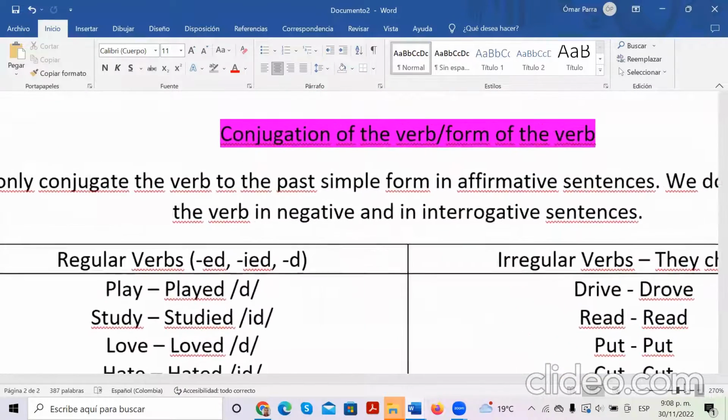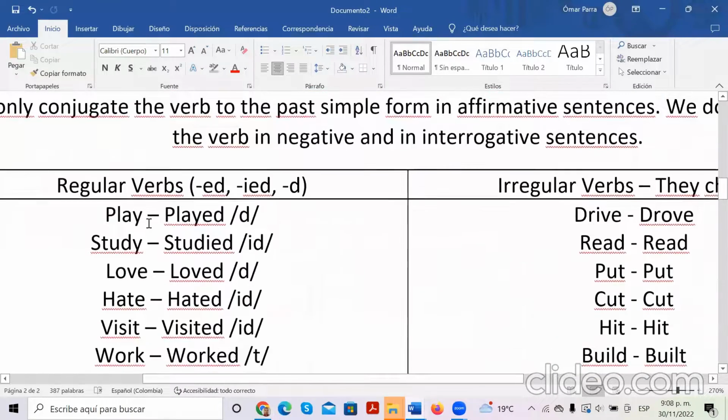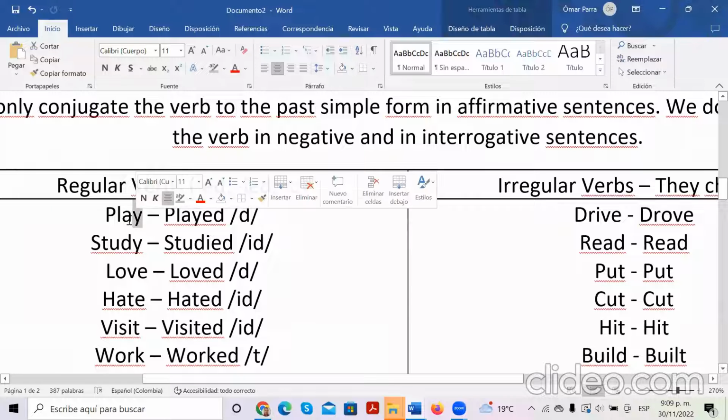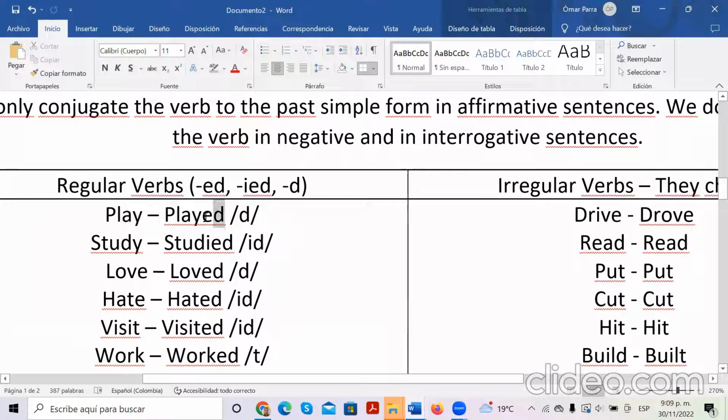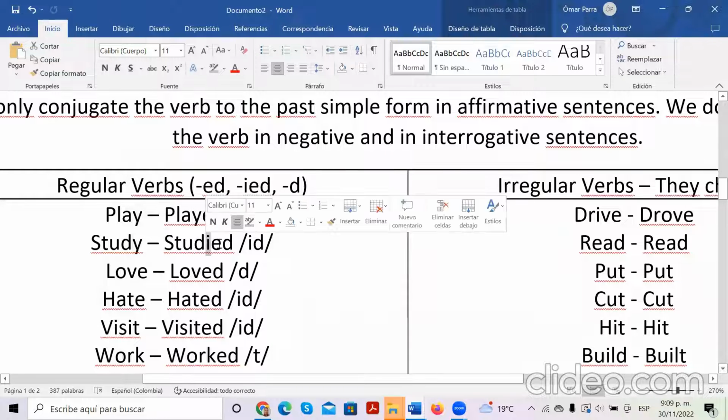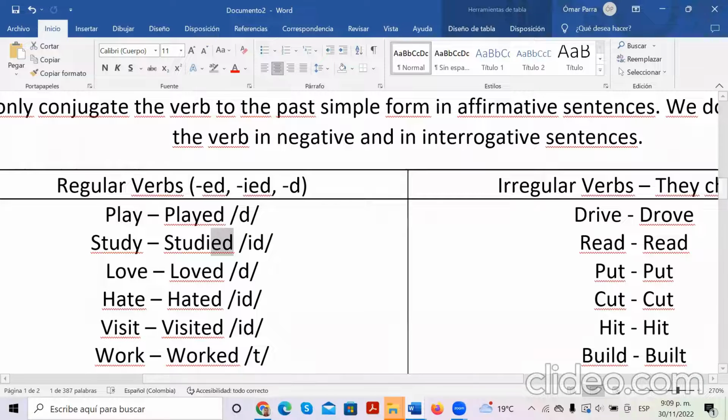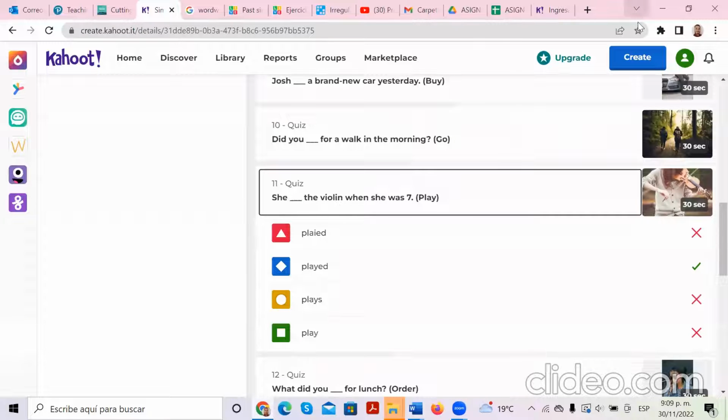There are two cases for verbs ending in Y, right? Notice, play, if there is a vowel before the Y, like in the case of play, we simply add ed, right? But on the other hand, if there is a consonant before the Y, like in study, we drop the Y for an I and add ed. Is that your question?